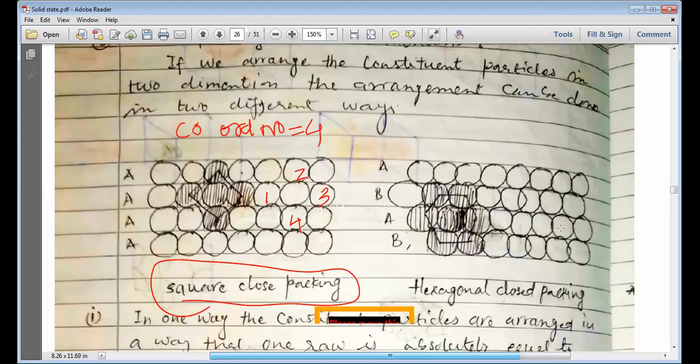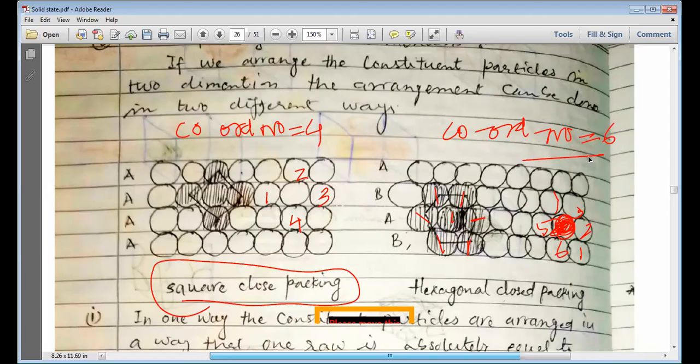But here if you look into this particle, my dear students, I am talking about this one, it is directly in contact with the 6 others. See, 1, 2, 3, 4, 5 and 6. So this particle is in contact with the other 6 particles, 1, 2, 3, 4, 5 and 6, and that is why in AB type of arrangement we will get the coordination number 6.